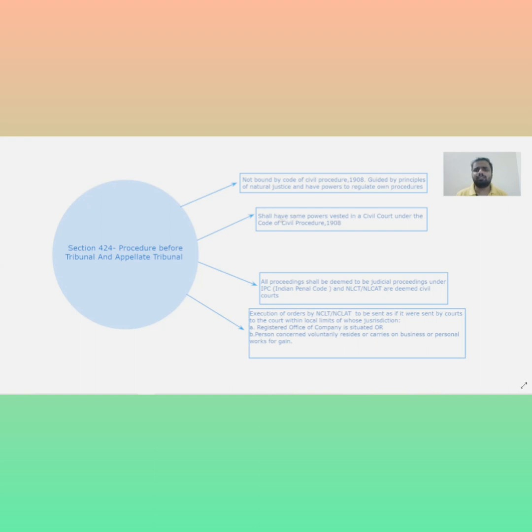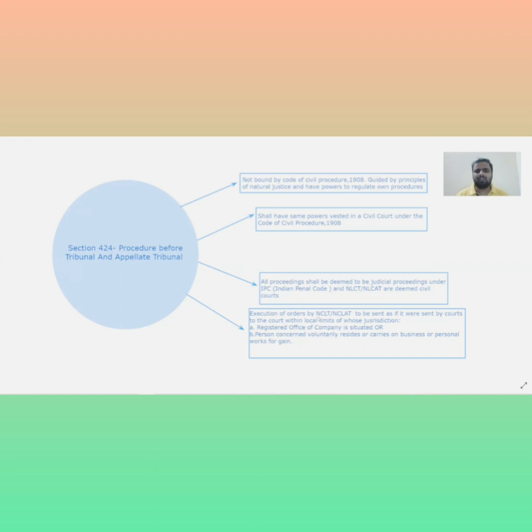Then the second point is that it shall have the same powers vested in a civil court under the Code of Civil Procedure 1908. This again means that whatever powers a civil court is enjoying, even I am going to enjoy under the Code of Civil Procedure 1908. The third one is that all proceedings shall be deemed to be judicial proceedings under the IPC, that is the Indian Penal Code, and NCLT and NCLAT are deemed civil courts. That is what I was explaining. This section is trying to establish that yes, they are independent and they are not ruled by any other courts whatsoever, right?